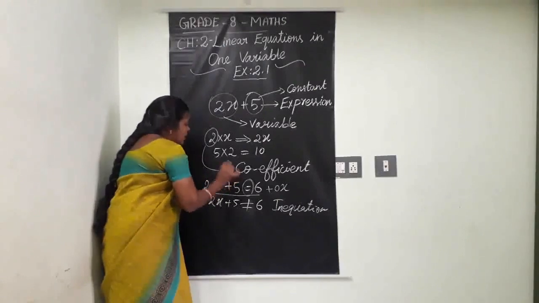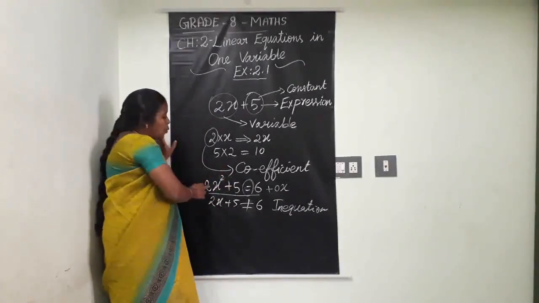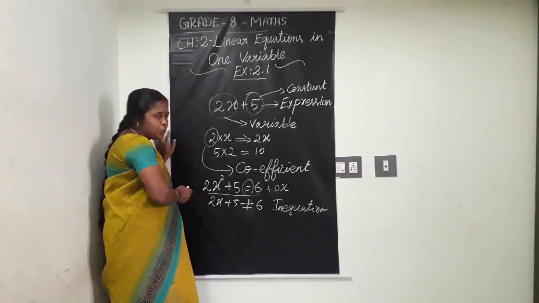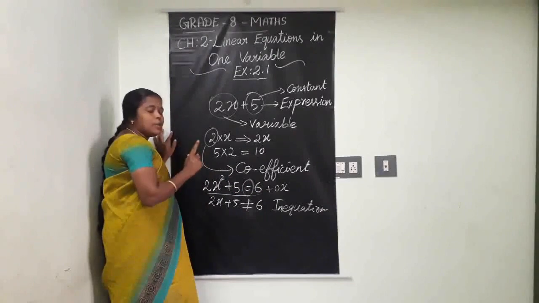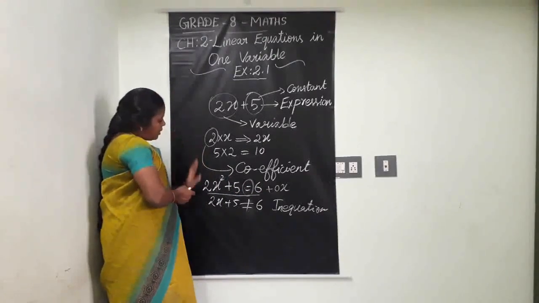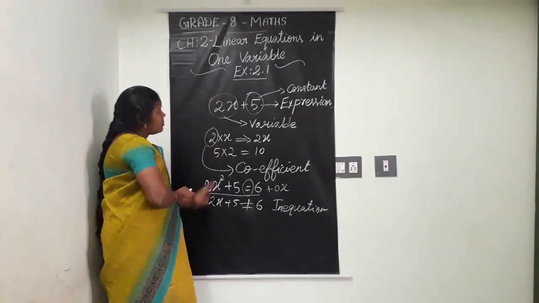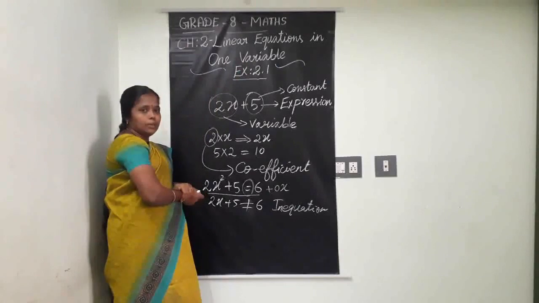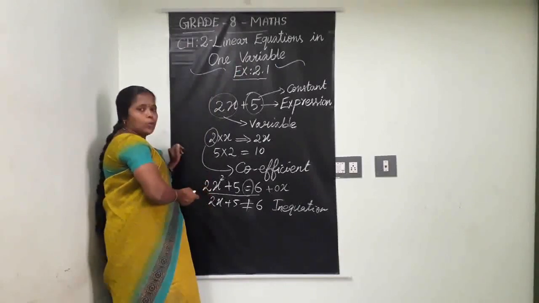Suppose it contains 2x square plus 5 is equal to 6. Is this a linear equation? No. The linear equation condition is that the variable must have power 1. Clear? Also, they say linear equation in one variable. Here only one variable is coming.